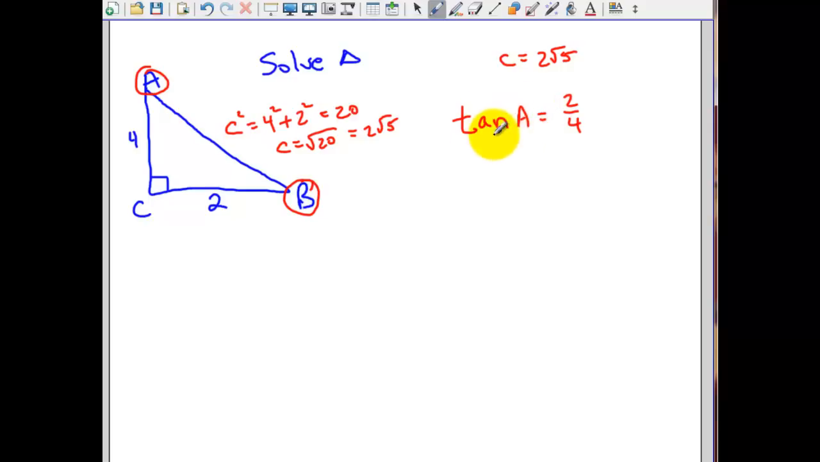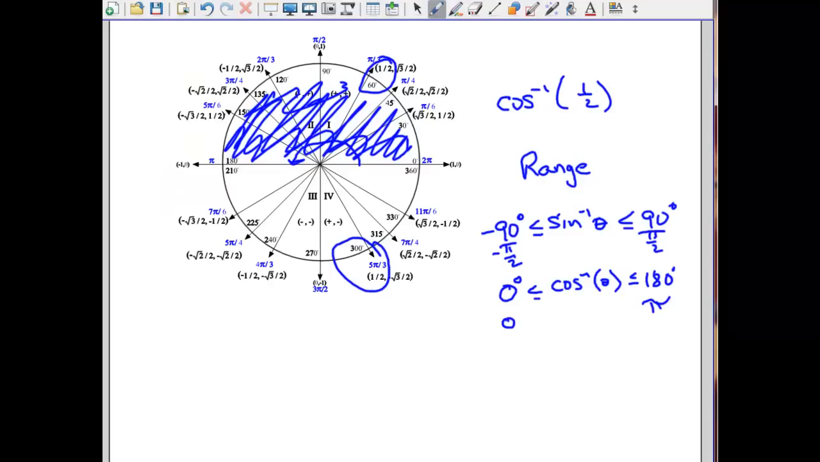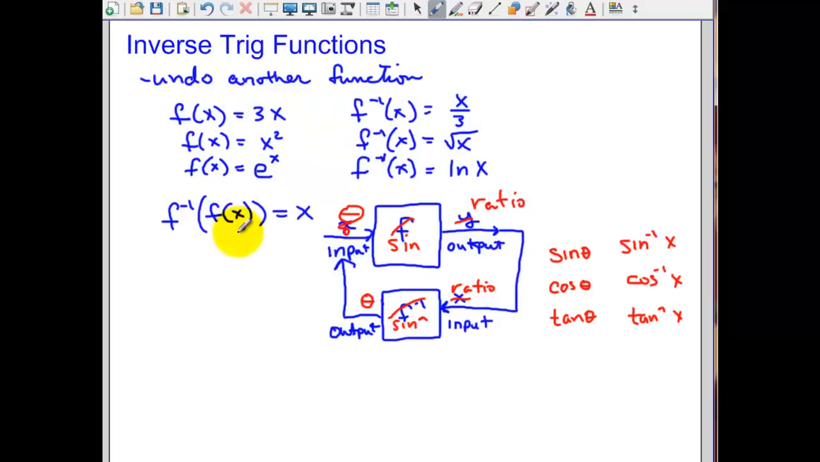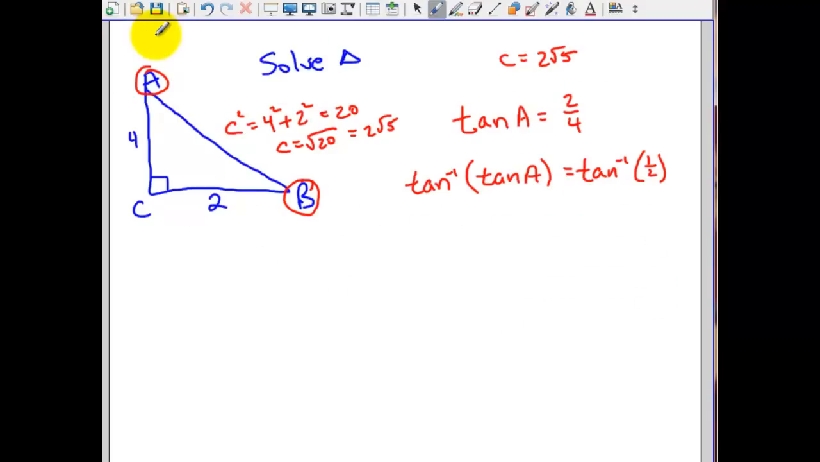So the way we undo operators is inverse operation. So I need to take the inverse tangent of both sides of the equation. I simplified the 2 fourths. Now, from our definition of inverse function notation, if you take the inverse of a function, you get the input. So the inverse here is going to be just angle A.